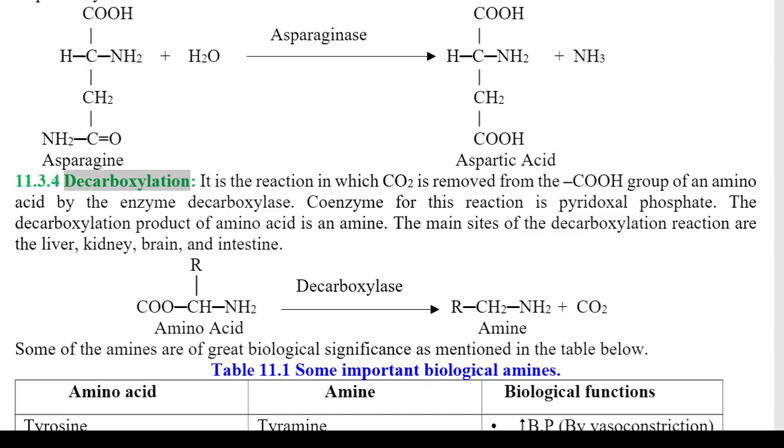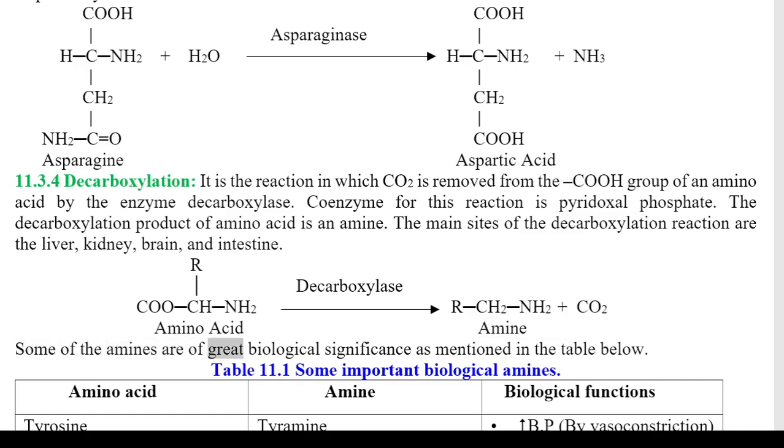1.3.4 Decarboxylation. It is the reaction in which CO2 is removed from the COOH group of an amino acid by the enzyme decarboxylase. The coenzyme for this reaction is pyridoxal phosphate. The decarboxylation product of an amino acid is an amine. The main sites of the decarboxylation reaction are the liver, kidney, brain, and intestine. Amino acid gives amine plus CO2.